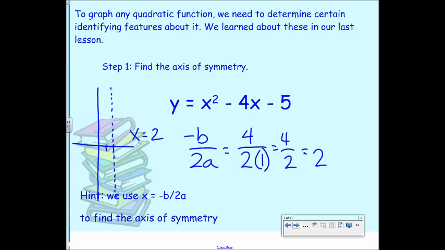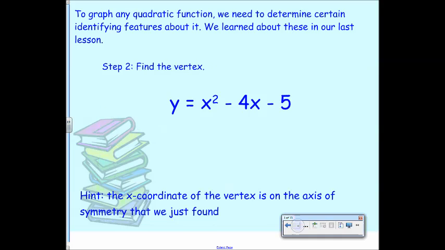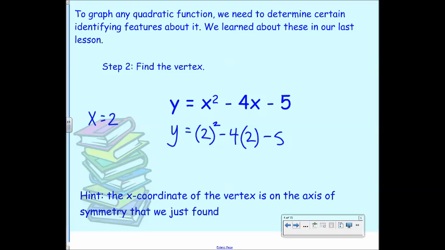What else do you think we need to do then? Plug it in to find the y so that we can find the vertex. So then the next thing you want to do is plug it in to find the vertex. So we got that x equals 2. So when I plug that in, what does it look like? Good. Okay, what's 2 squared? What's 4 times 2? 8. Minus 5. So what's 4 minus 8? Negative 4 minus 5? Negative 9. Good. So y equals negative 9.